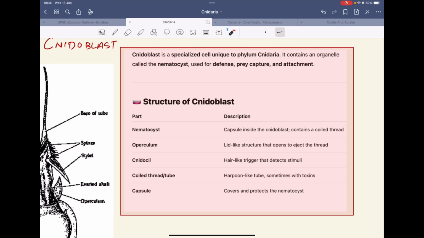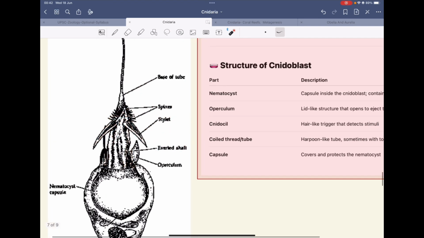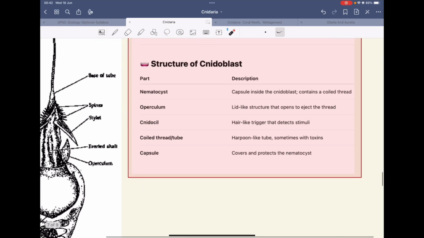So the structure includes the nematocyst capsule. This is the opened one. When it's closed, it remains inside like this. It has an operculum, the lid-like structure. This is the everted shaft. These are the stylets, these are the spines. And then you have the base of the tube, and the tube or thread extends.